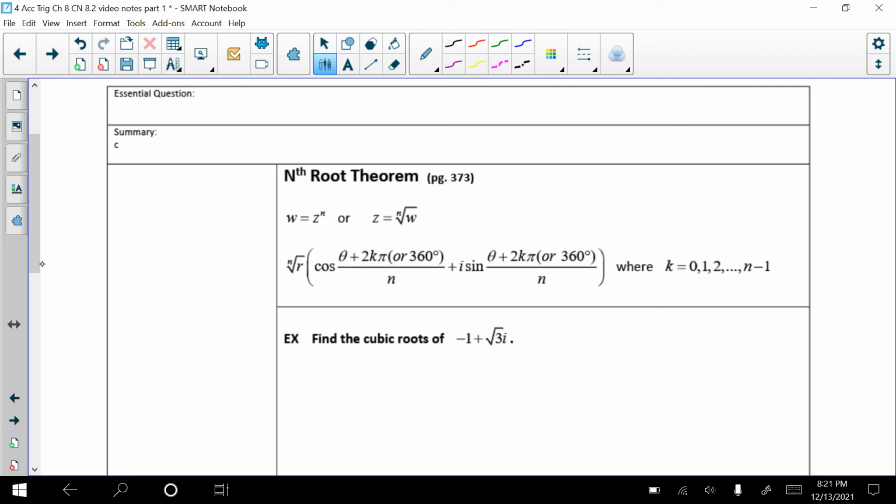So here's the initial information that you'll need. W equals z to the nth power. And if we solve for z, then I would need the nth root of w. So we're looking for those nth roots.